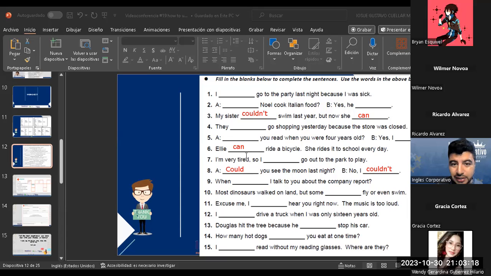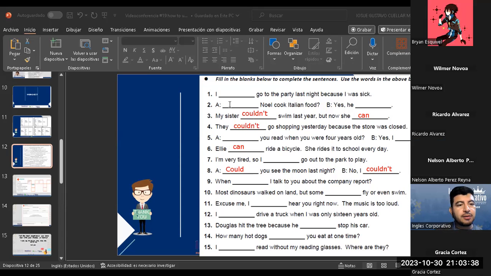And forward, right? Or what they, depends on you. Ten. They couldn't go shopping yesterday because the store was closed. Thank you. Yes. No pudieron ir de compras ayer. Okay, thank you. We go with Wilmer and then Ricardo.